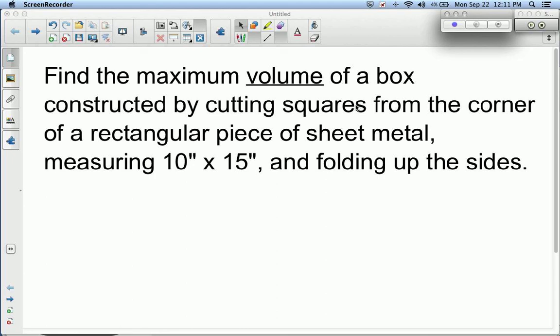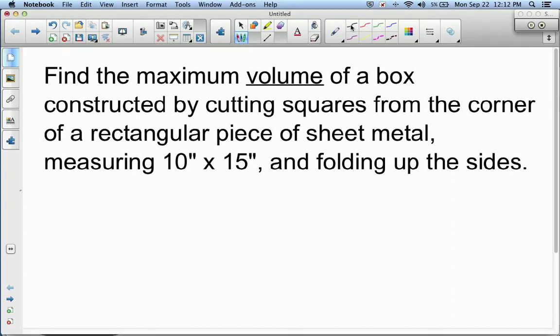The last video was on two-dimensional objects, specifically a rectangular pen. And in this video, we're going to look at maximizing a three-dimensional object. So that would be volume instead of area. You see here I have volume underlined because we're now talking three dimensions.